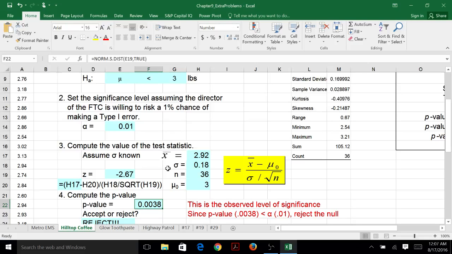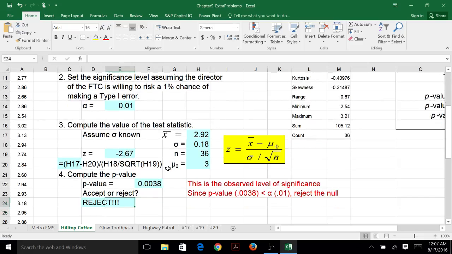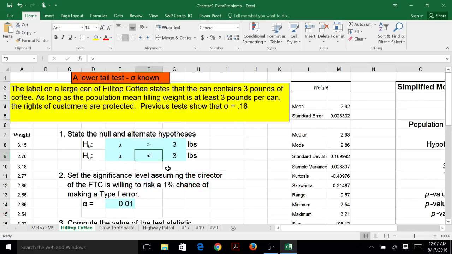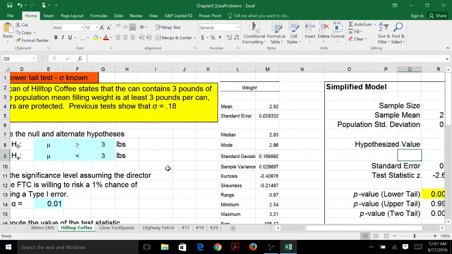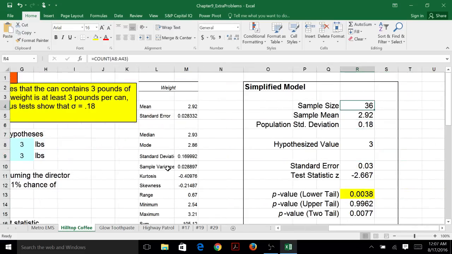Reality is the probability of you going out and drawing this sample of size 36, getting a sample mean of 2.92 with a sigma of 1.18 and the null being true: 0.38%, 0.0038. That's less than 1%, so we reject the null, and in this case, goodwill is affected. They are not filling to at least 3 pounds. Again, here's the model over here, plug in these 4 values, and you're good to go.